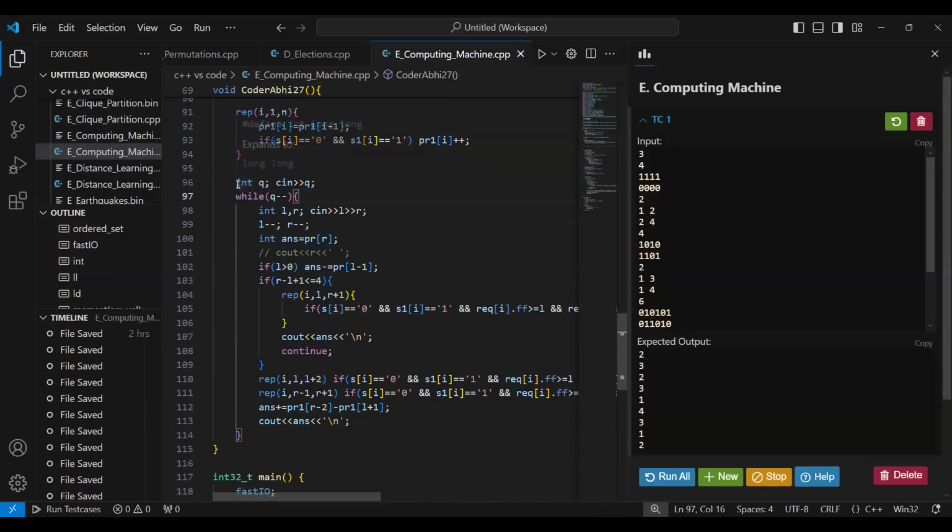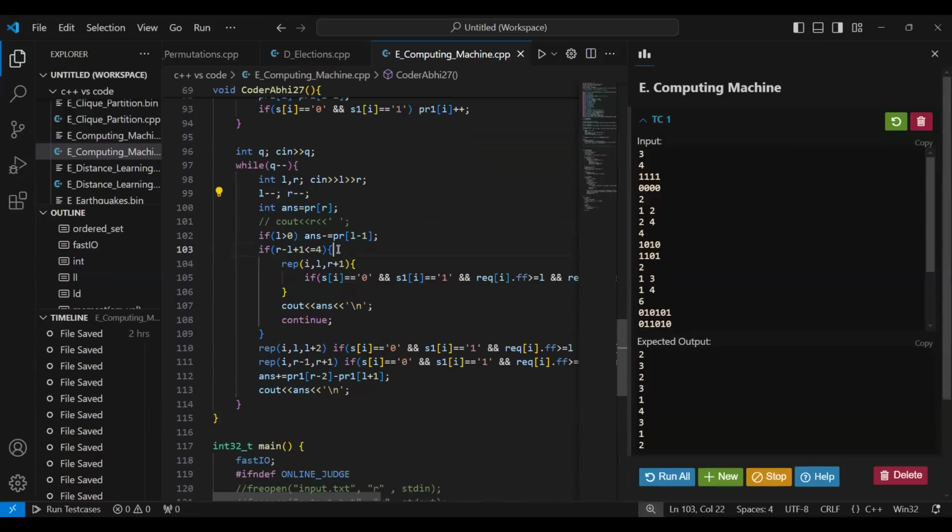Now we would take Q as input and go through the queries. So L and R are taken. In the question we were given L and R as 1 based indexing, so I just did L minus minus, R minus minus to convert it to 0 based indexing, because we are using 0 based indexing in our solution. Okay. So first thing, our answer is prefix of R minus prefix of L minus 1. So this answer at minimum we would have, because these ones are already there in my original string.